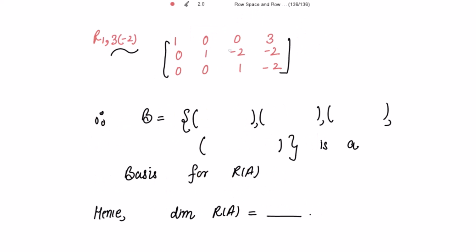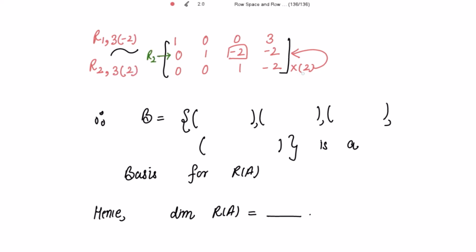Now to make this element 0, how do I get 0 over here? If I multiply row 3 with 2 and add the elements to row 2, right? So I'm going to change row 2 by adding the elements of row 2 to row 3, but row 3 elements should first be multiplied with 2.